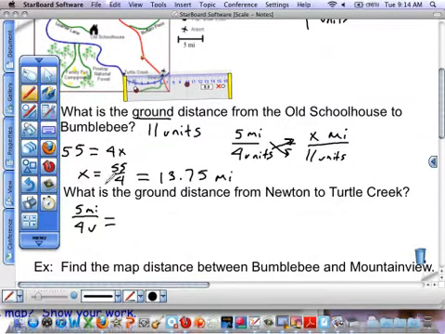6. So that's equal to, so we get X miles over 6 units. Set it up exactly the same way. You're going to cross multiply and divide. Should get 7.5. I think that one I did right.